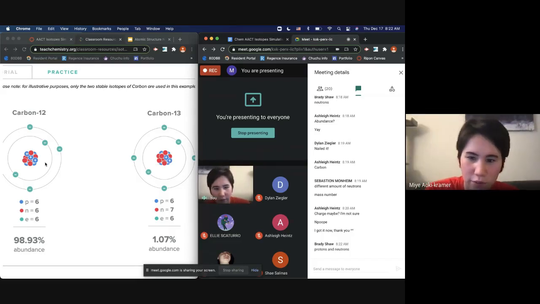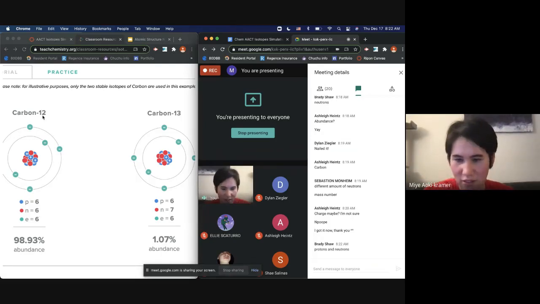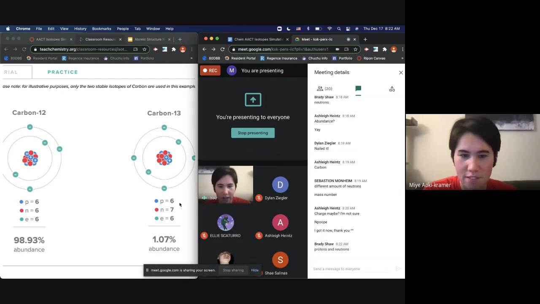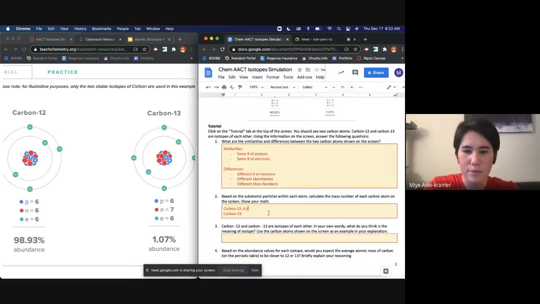So for carbon 12, if we do protons and neutrons, we have 6 plus 6, which is 12. And that matches, so that's good. And then for carbon 13, we have 6 plus 7, which equals 13, and that matches, so we know we did that correctly. So carbon 12 is 6 protons plus 6 neutrons, which equals 12. And then we'll put our units, 12 AMU. And for carbon 13, we have 6 protons plus 7 neutrons equals 13 AMU.